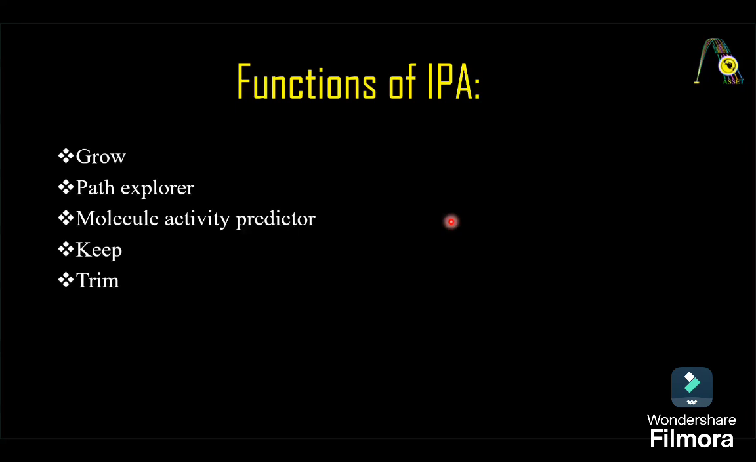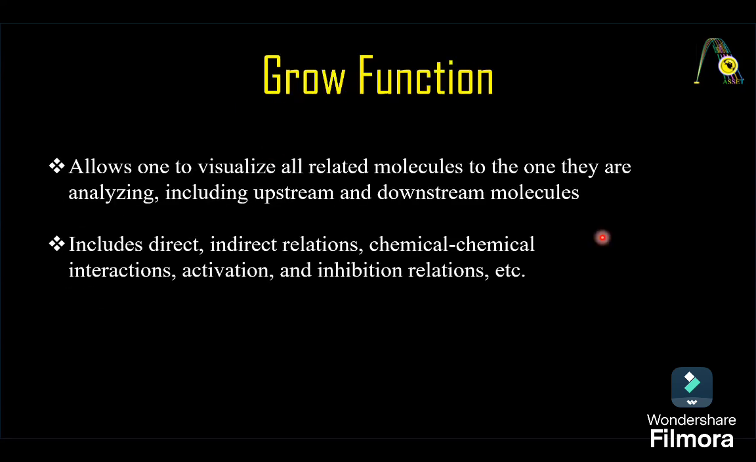The software that we went over for the majority of our session was IPA by Qiagen. The specific functions that we learned about were the grow function, the path explorer function, molecule activity predictor, keep, and trim. I'll just be going over these different functions briefly, as a refresher for all of you, so that everyone is aware of what the different functions are. We began by learning about the grow function.